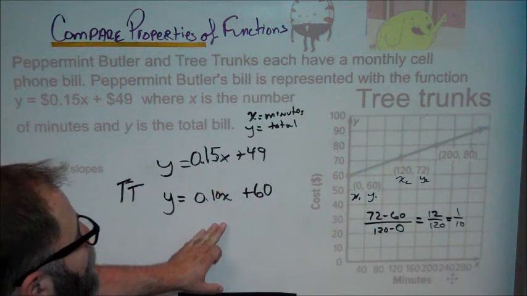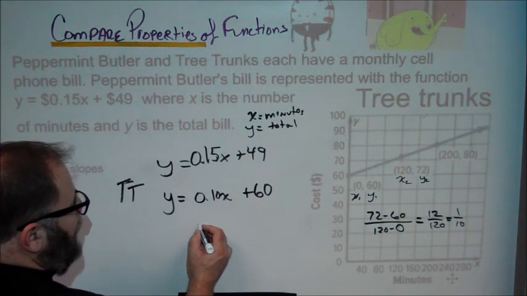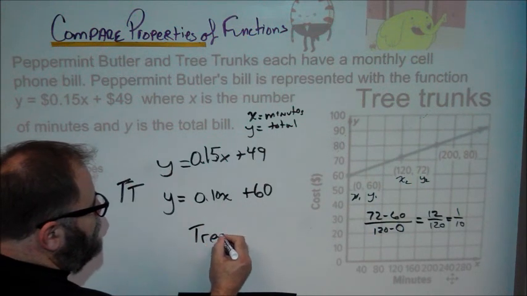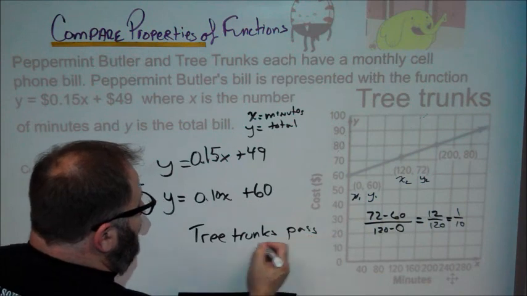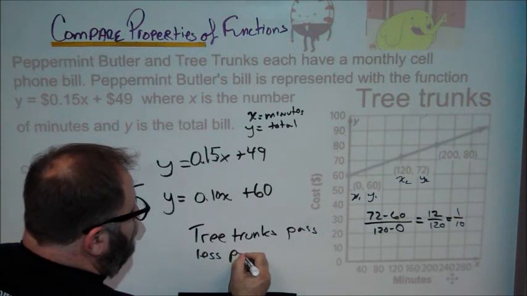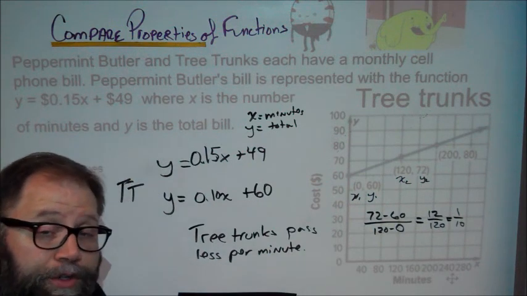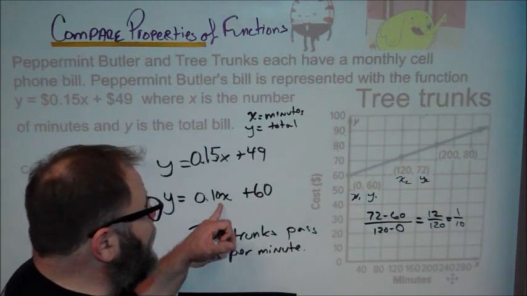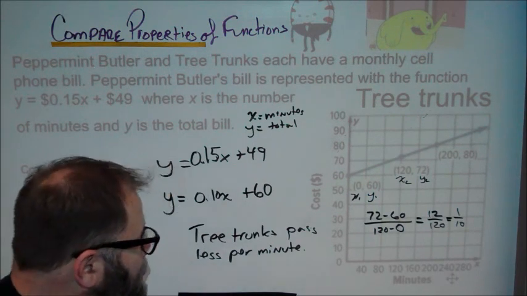So now we have a slope for each of these, and as we compare the slopes, we can see that tree trunks pays less per minute. Not only can we say that tree trunks pays less per minute, but we can also say that it's a nickel per minute. When we look at this, it's 5 cents less per minute.